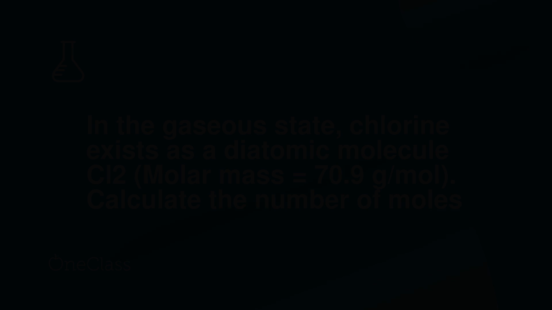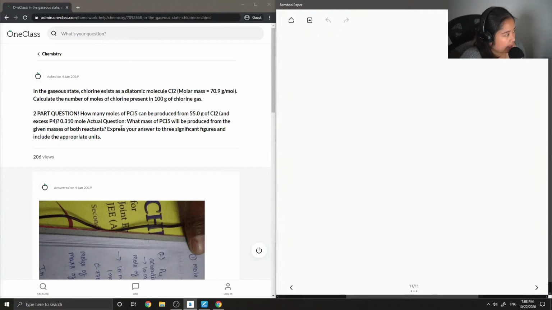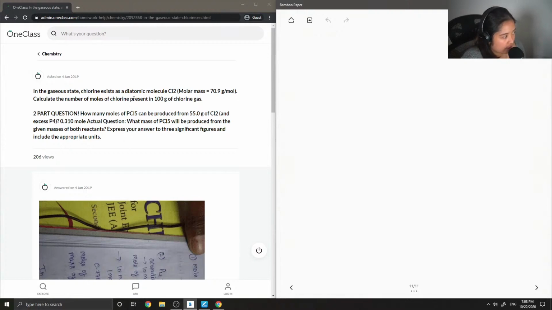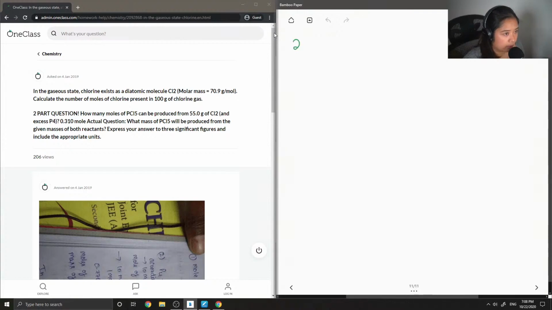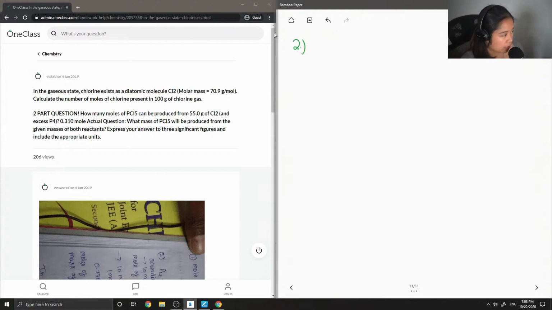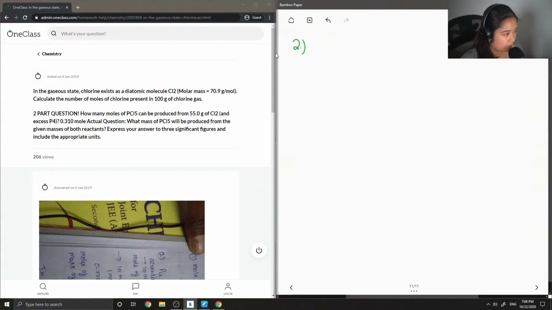to say that solution was incorrect. Okay, in the gaseous state, chlorine exists as a diatomic molecule Cl2. And then they give us the molecular mass. Calculate the number of moles of chlorine present in 100 grams of chlorine gas. So let's do that first.